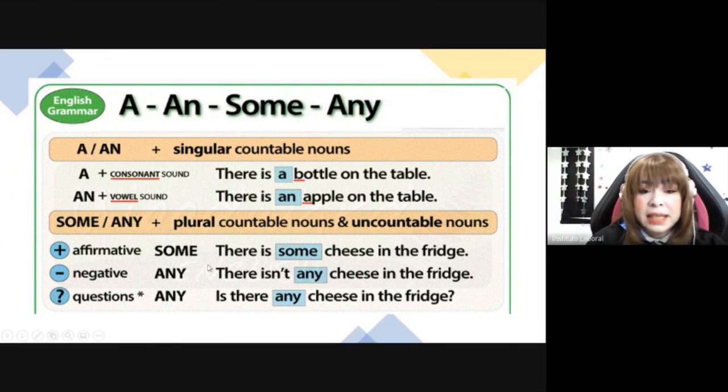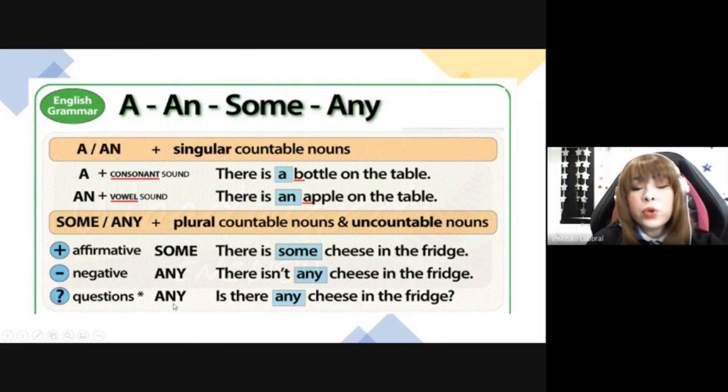For affirmative sentences, we have one example with some. There is some cheese in the fridge. So we have a quantity of cheese there. In the negative, we use the word any. Yes, any is a word that is negative itself. Then you say there isn't any cheese in the fridge. So we need to go to the store, we need to go grocery shopping. There is no cheese in the fridge. There isn't any cheese in the fridge.